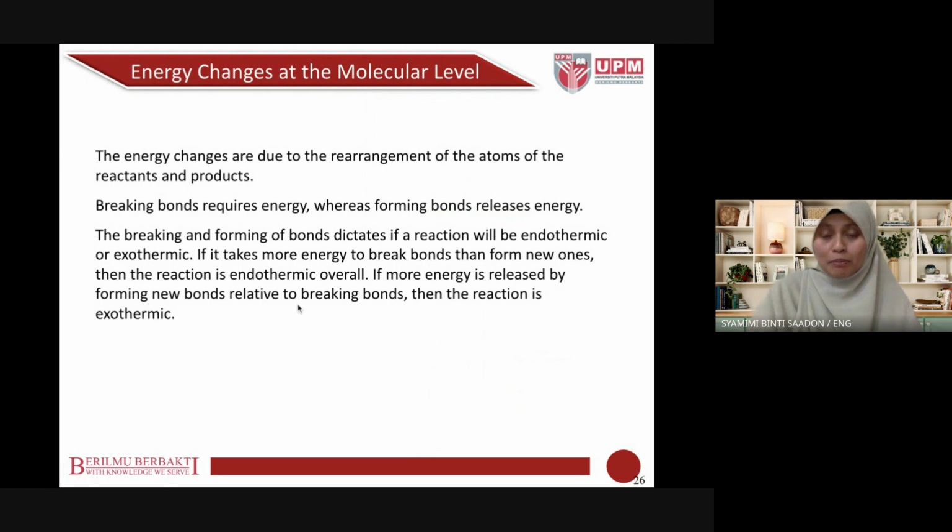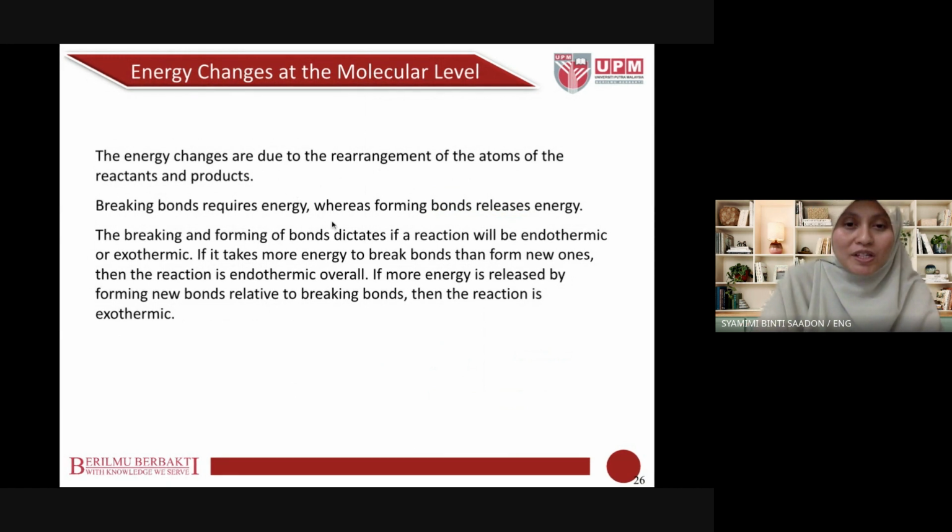Okay, the energy change at the molecule level, the bonding between the atoms just now. The energy changes are due to the rearrangement of the atoms of the reactants and products. So when the hydrocarbon fuel mixed with oxidizer is brought to a certain level of temperature, the bonding between the atoms of the molecules will be broken. Okay, we dissociate, separate.